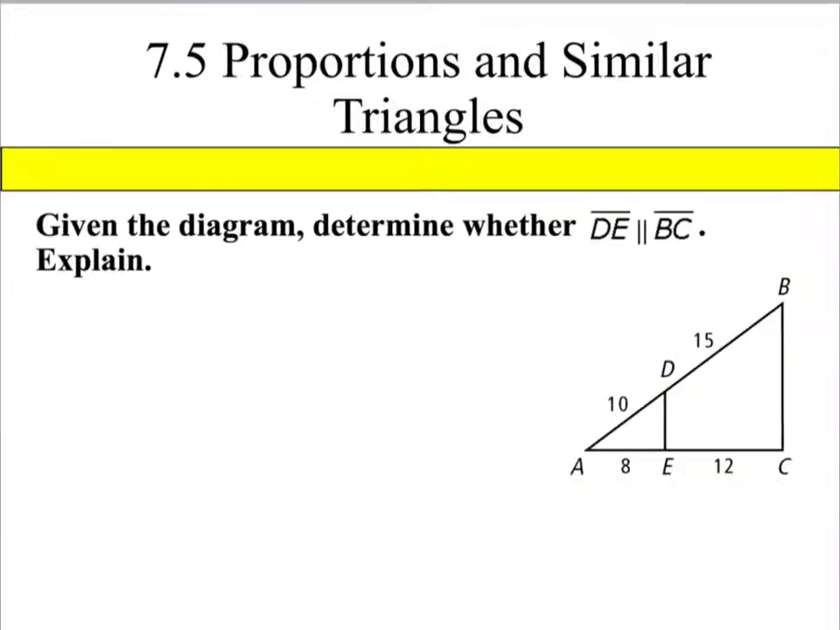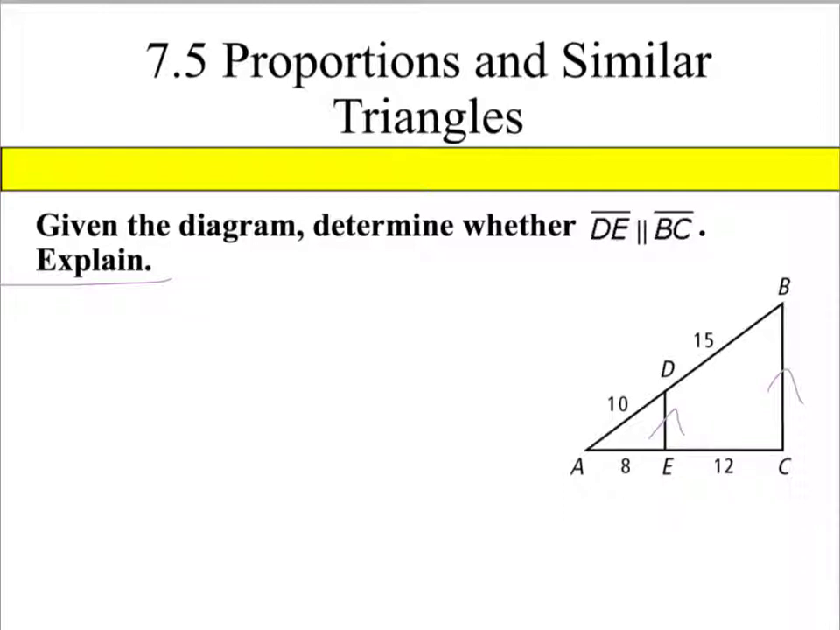Let's try one. It says, given the diagram, determine whether DE is parallel to BC. We do that when we set up our proportion. If it is proportional, then it is going to be parallel, and your explanation is going to be your theorem. So what I want you to do right now is try to figure out if DE is parallel to BC. Give it a shot.